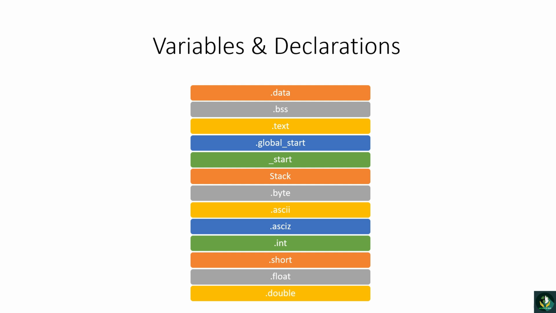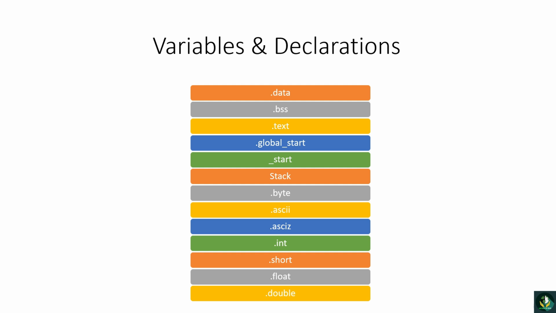.byte, which is 1 byte. .ascii, which is a string. .asciz, which is a null-terminated string. .int, which is a 32-bit integer. .short, which is a 16-bit integer. .float, which is a single precision floating point. .double, which is a double precision floating point. However, to declare these data types, we need to define them under the .data section of the assembly program.